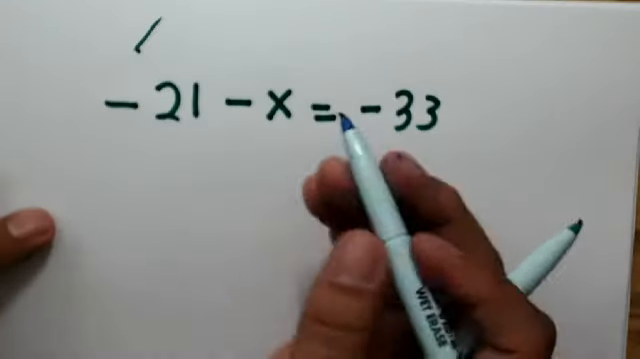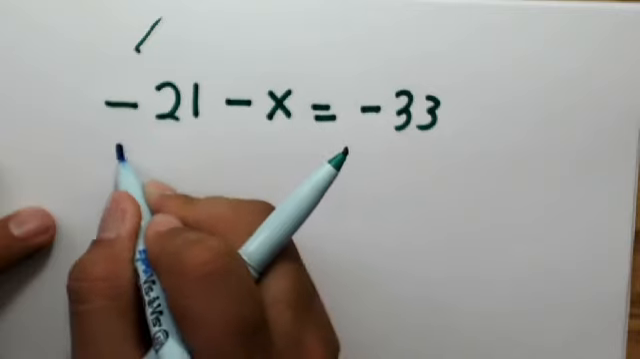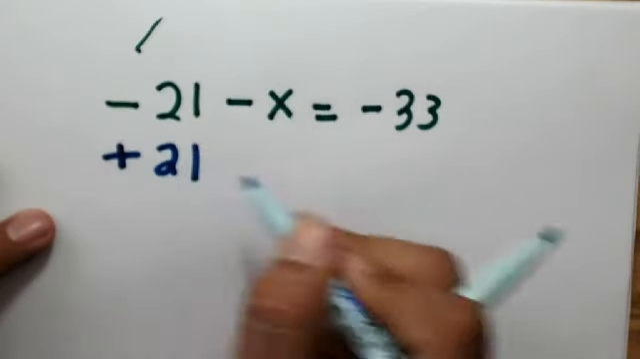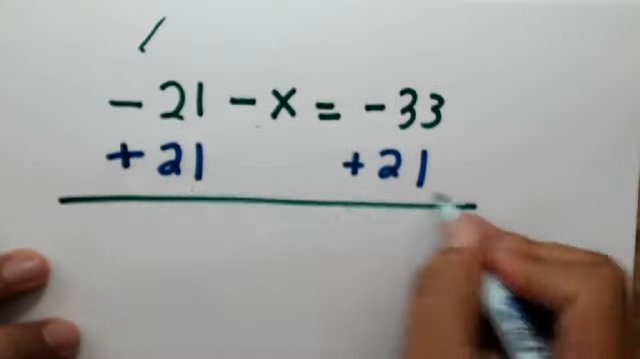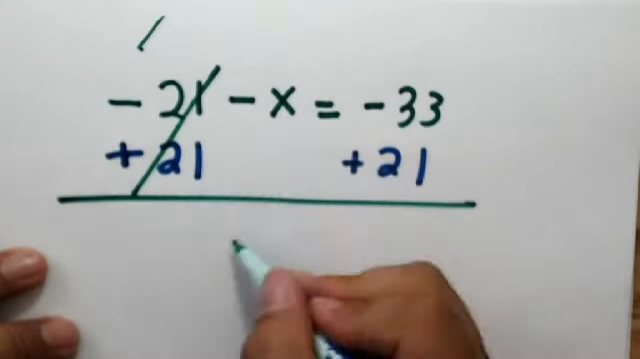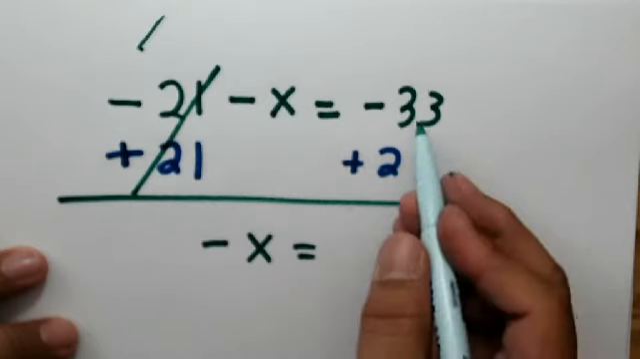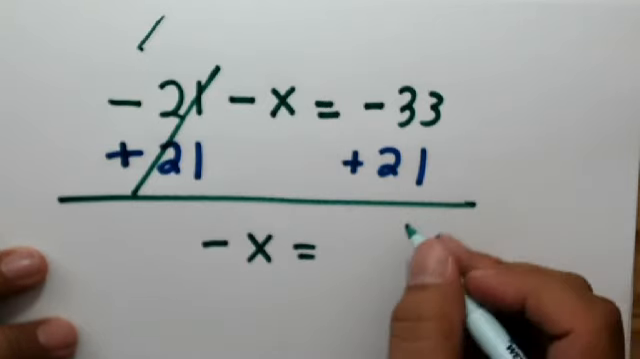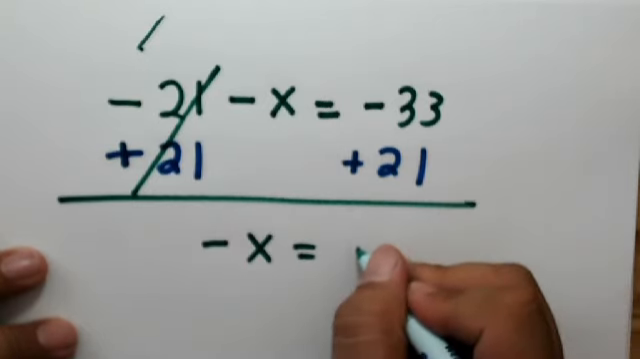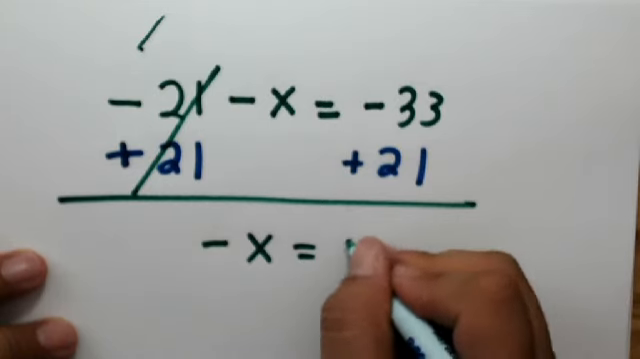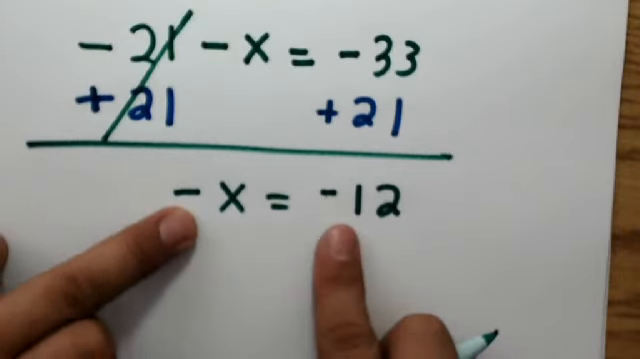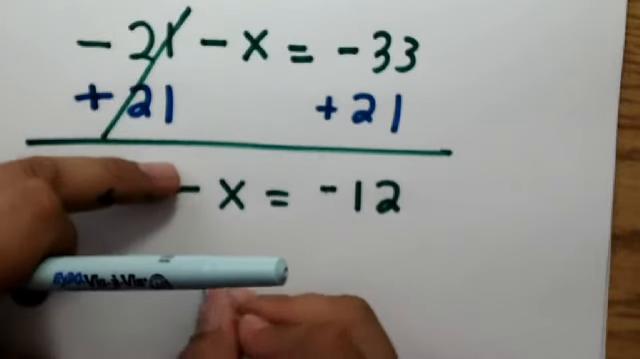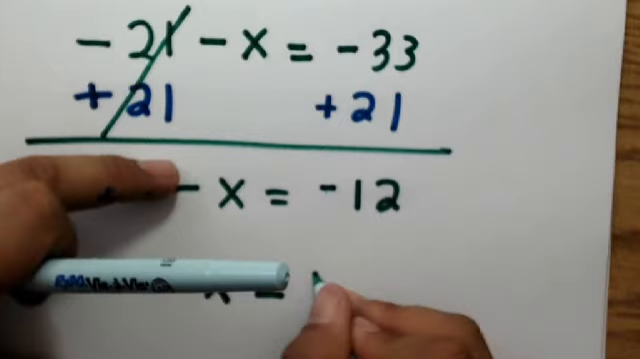In this step, we would add 21 first. That gives us negative x equals negative 33 plus 21, which is? Okay. Negative x equals negative 12. My question is, what's the value of x? Positive 12.